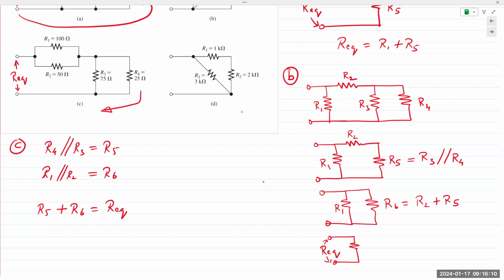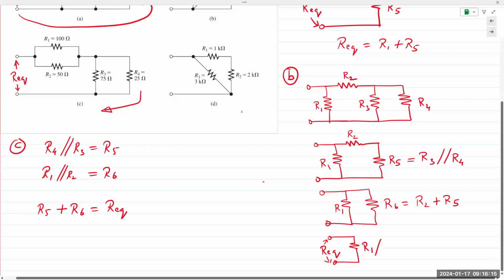R1 and R6 parallel. So REQ is R1 parallel R6.